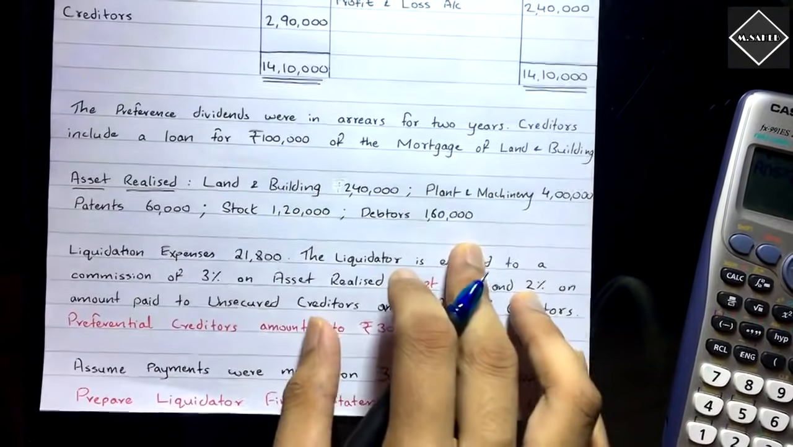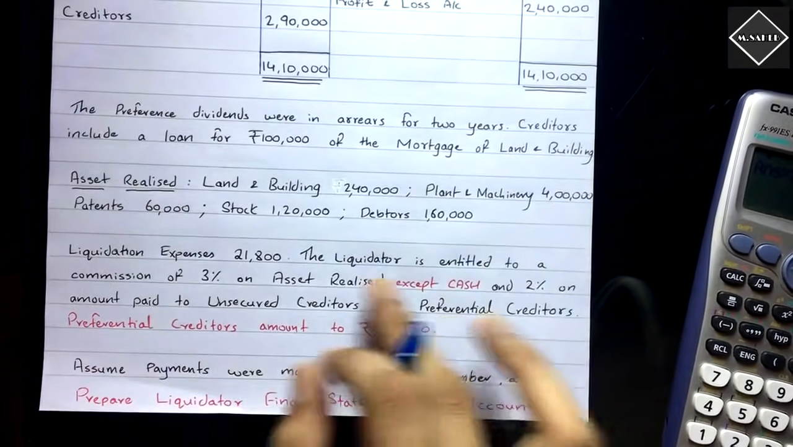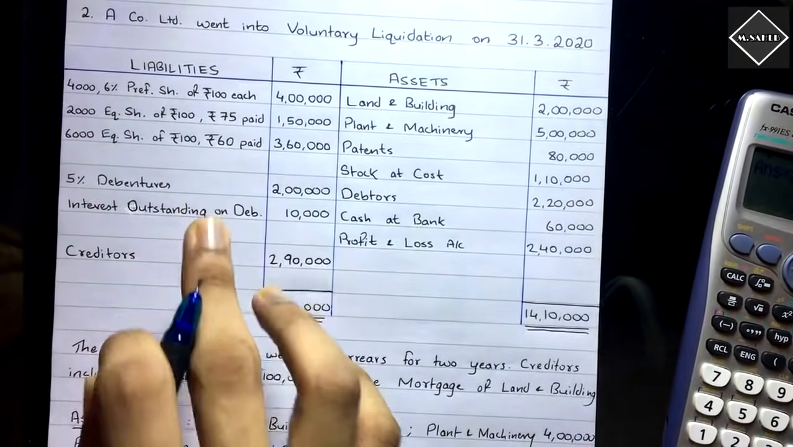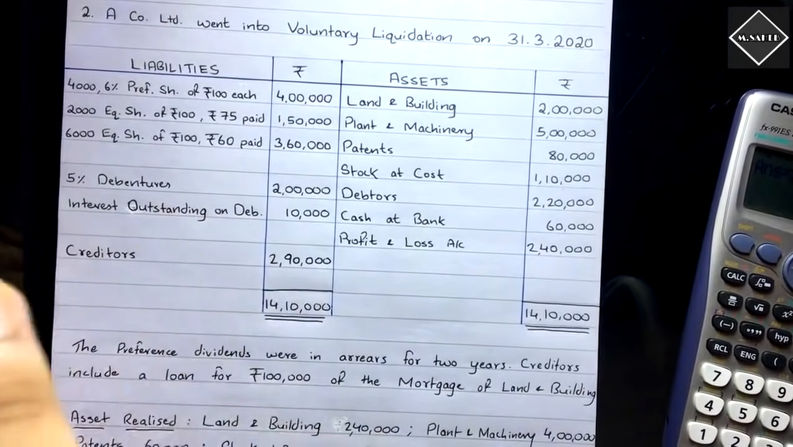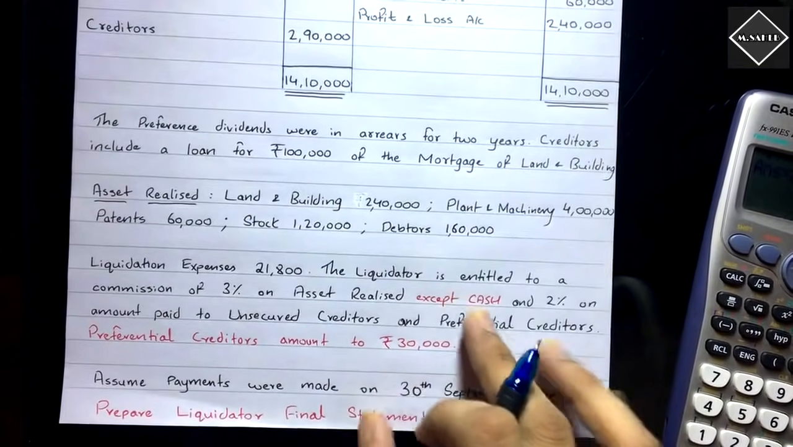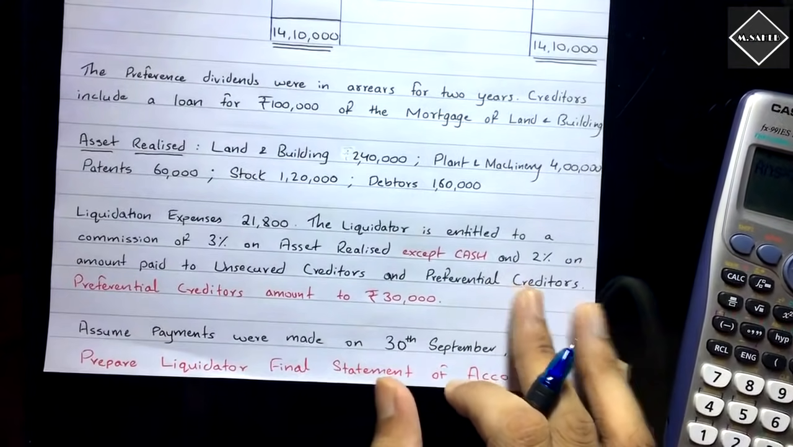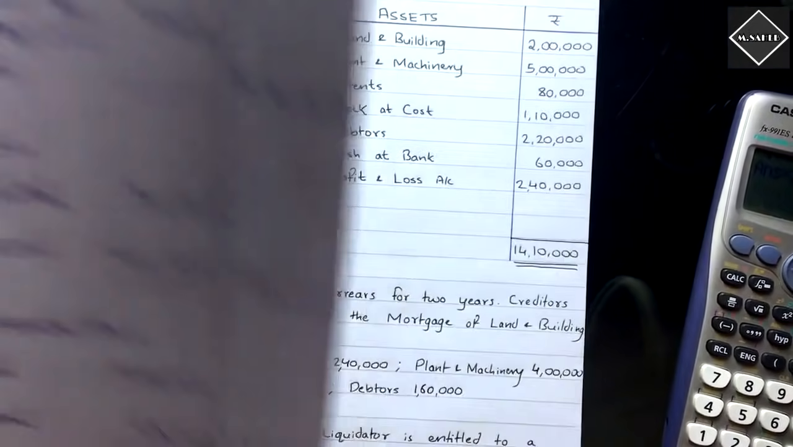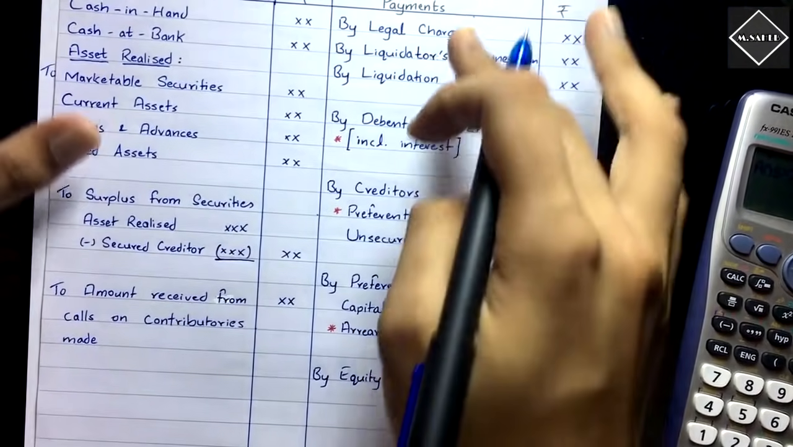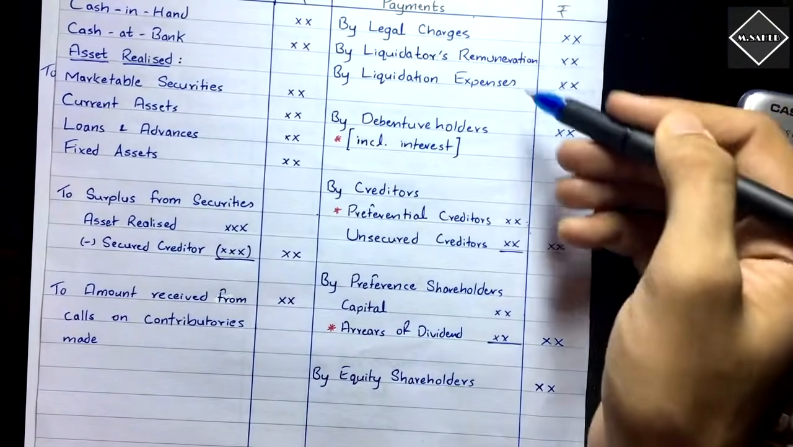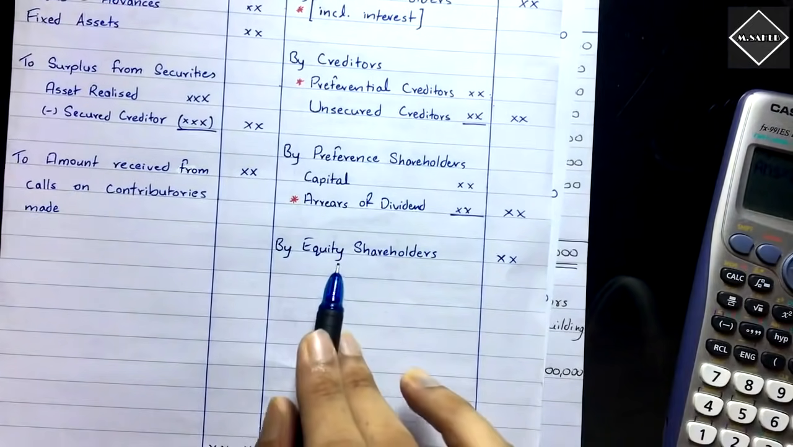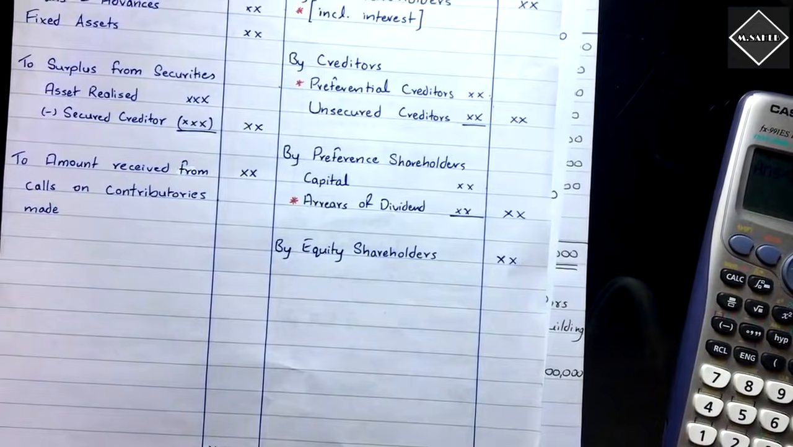You took the asset realized, and then the liquidation expenses, remuneration of liquidator, the payment to debenture holder is also finished, face value plus interest outstanding plus interest till the date of payment, and then payment to secured creditor, unsecured, preferential creditors, everything is finished. Almost everything is finished. Now at last, what do you do? See in the format, at last what do you do? At last, after doing everything, liquidation expenses, the remuneration, debenture holders, creditors, preference shareholders, and then at last you pay to equity shareholders, isn't it?